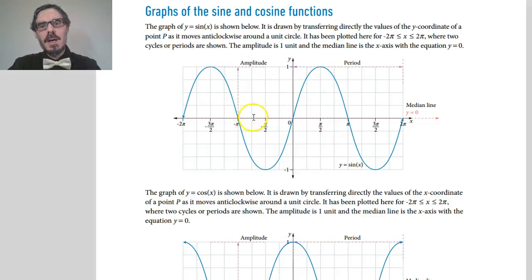The amplitude is from the median line in the centre up to the maximum. Or it's exactly the same as the distance from the median line in the centre down to the minimum. That's the amplitude.